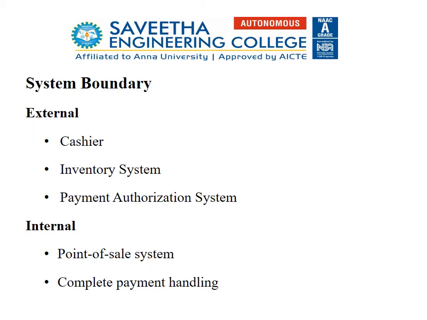System boundary. Now we will identify the system boundaries, actors, and capabilities involved here. Here the cashier is the external entity, along with the inventory system and payment authorization system. Internal entities are the point of sale system and complete payment handling. You can understand this better later.